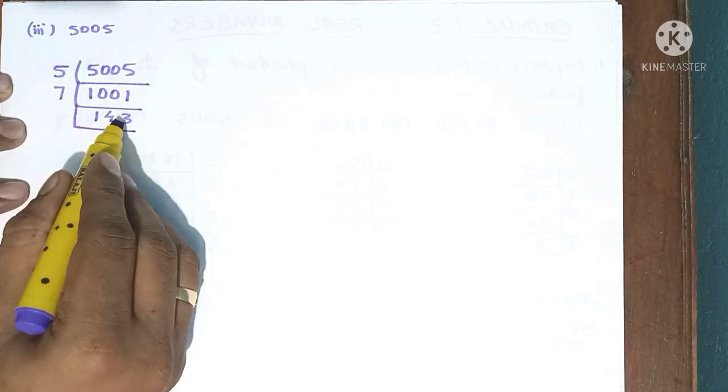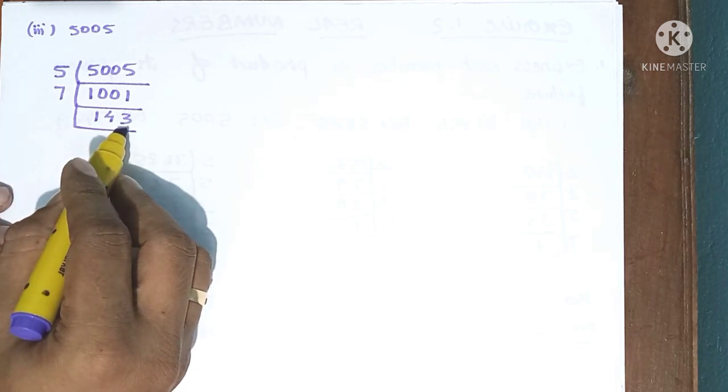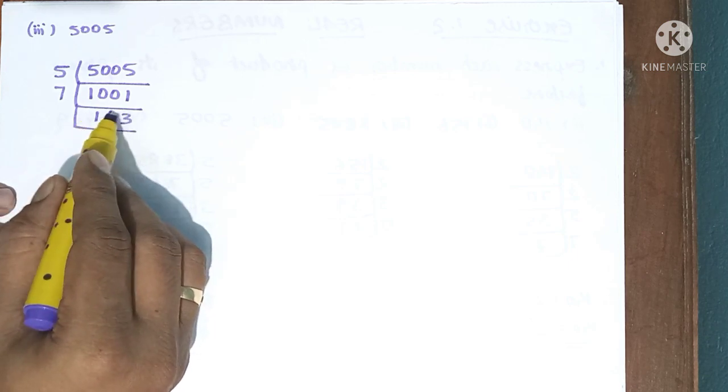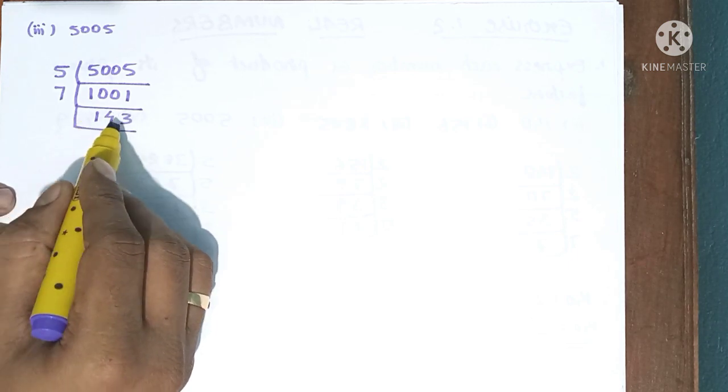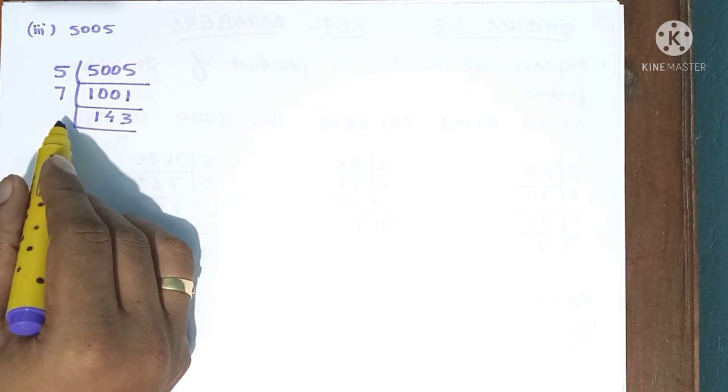Okay, next, 143. 2 is not possible since this is an odd number. 3 is possible? 1 plus 4 is 5, 5 plus 3 is 8. 8 is not divisible by 3, so 143 is also not divisible by 3. So which is the next number?